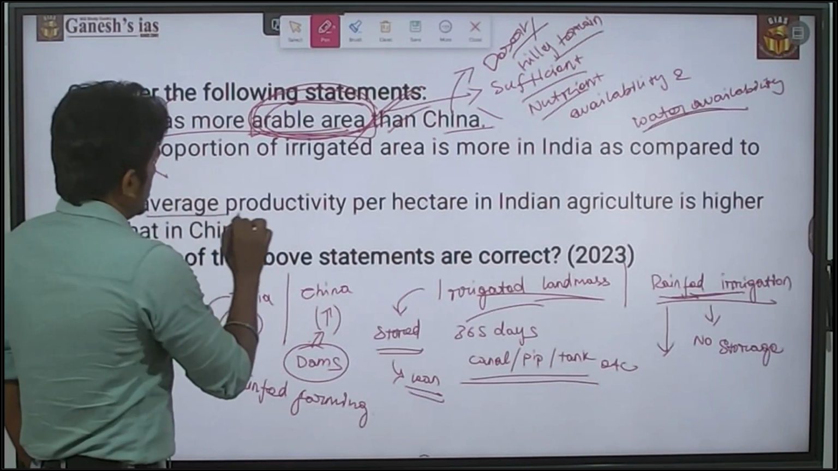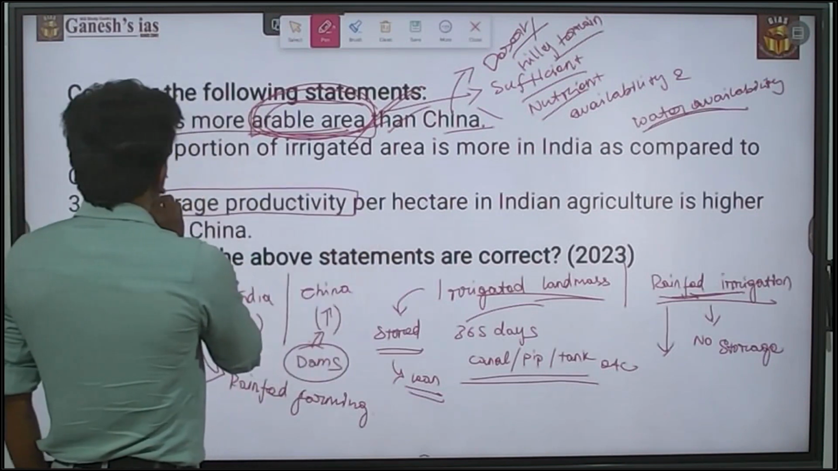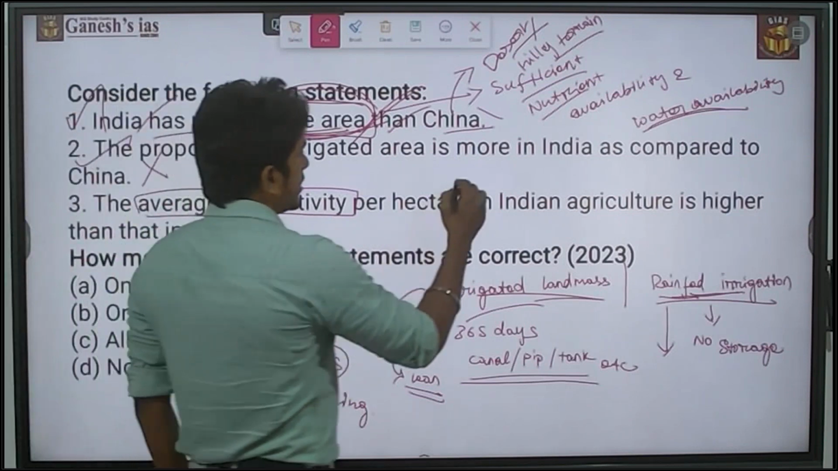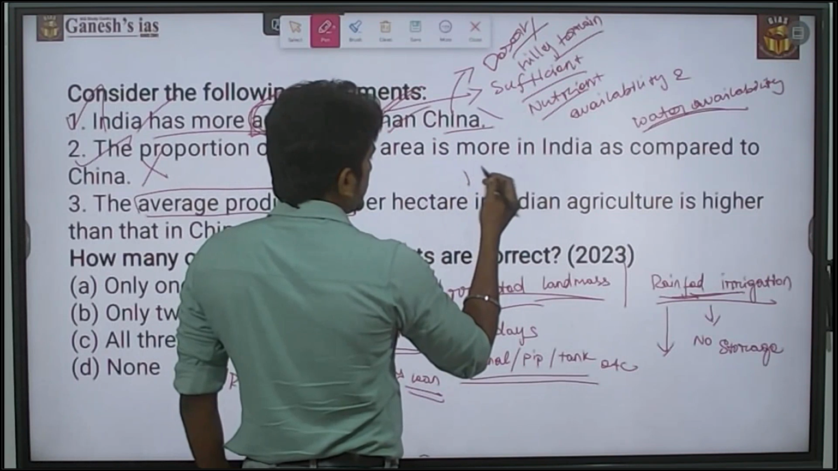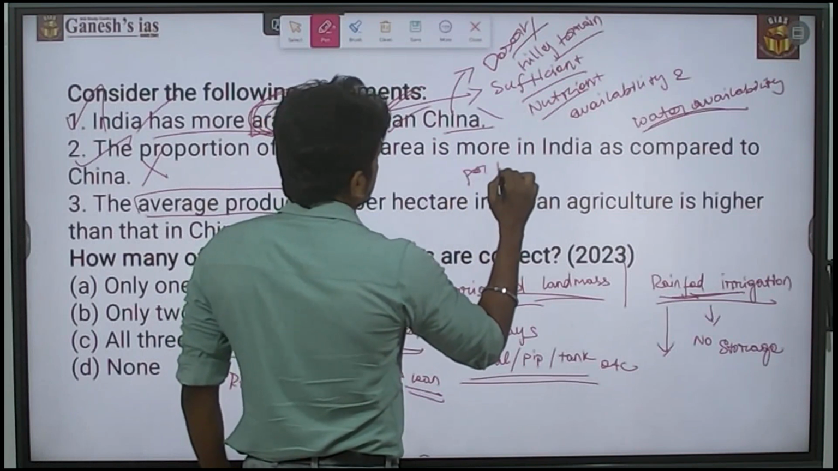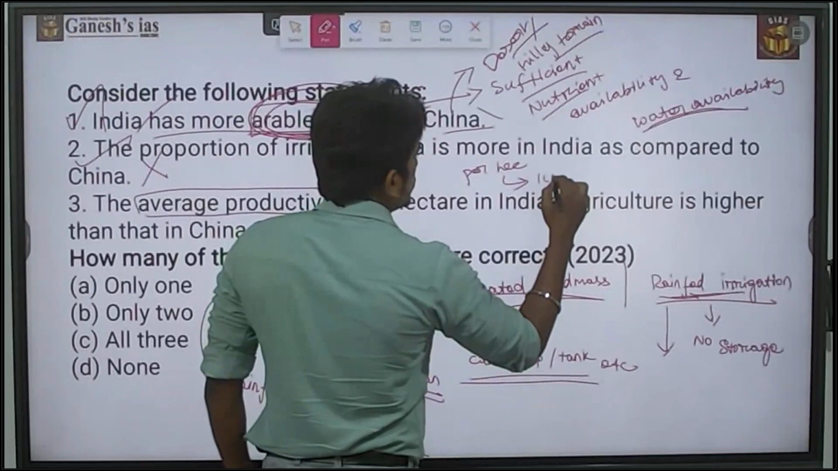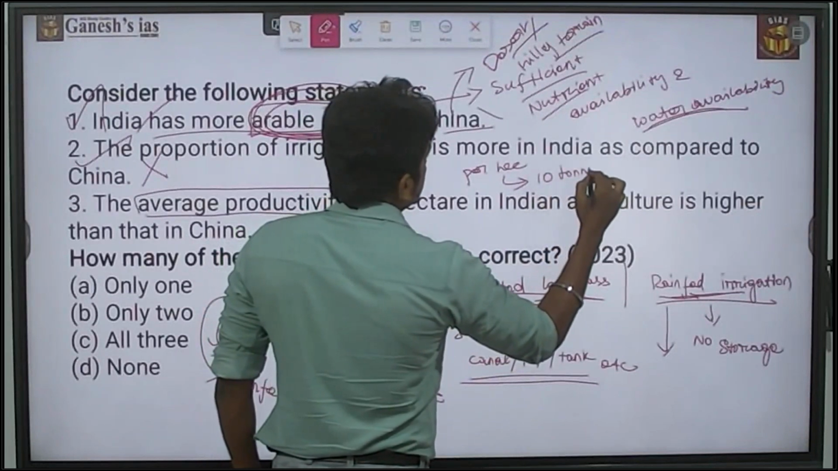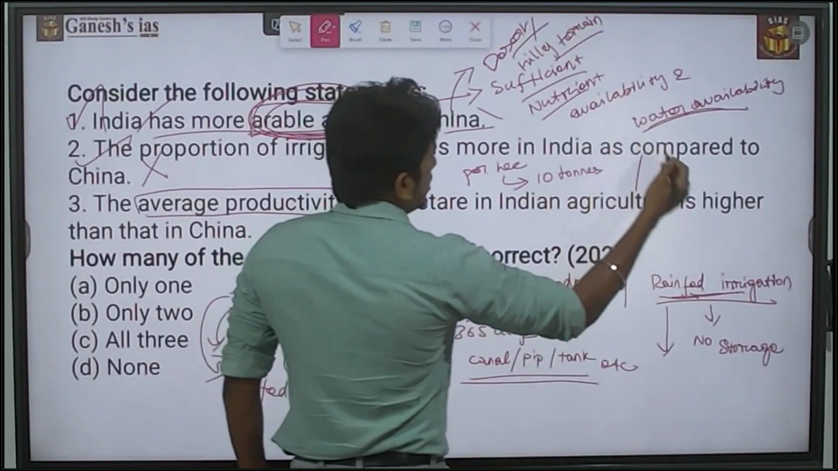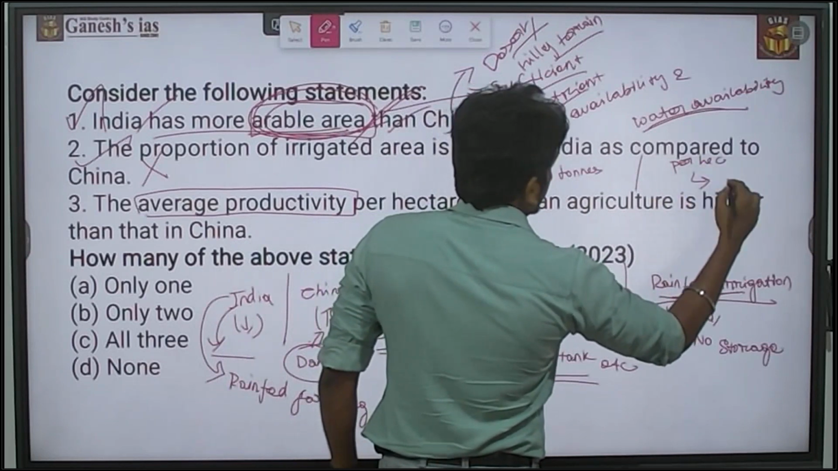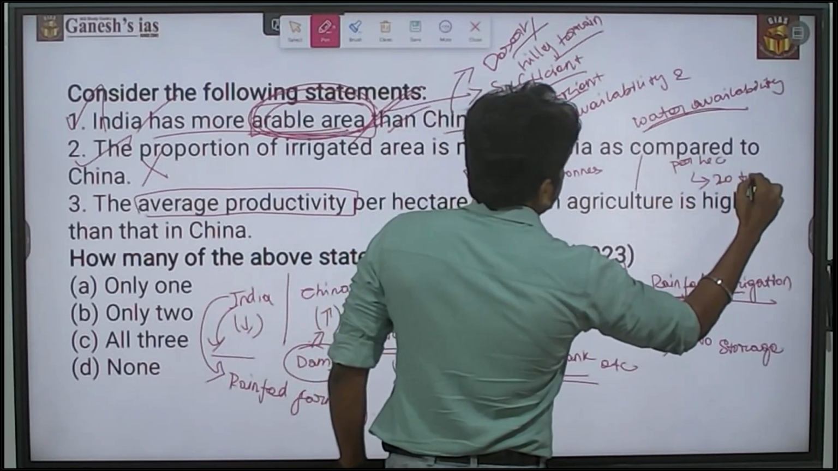Next, the average productivity per hectare. What is productivity? It means per hectare of land, comparing the output. In one land, per hectare, you are able to produce 10 tons of rice, and in another land per hectare, they are able to produce 20 tons.